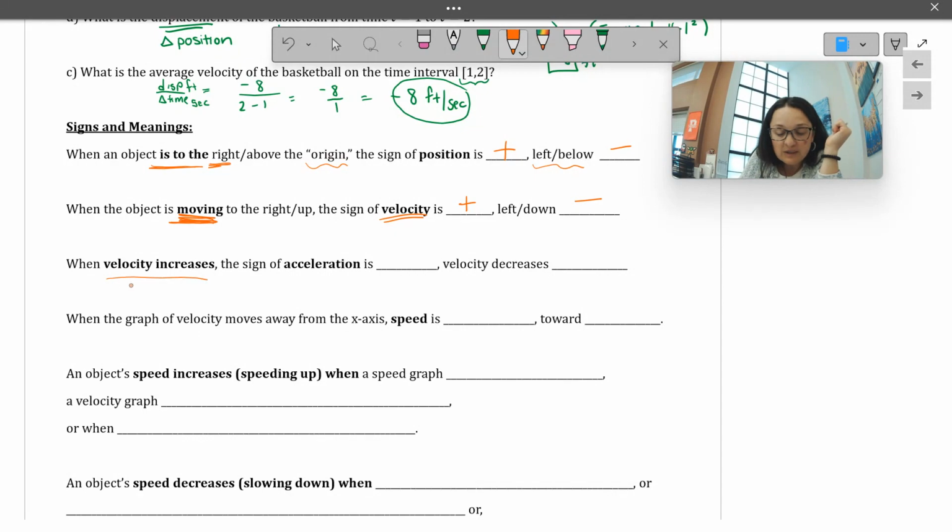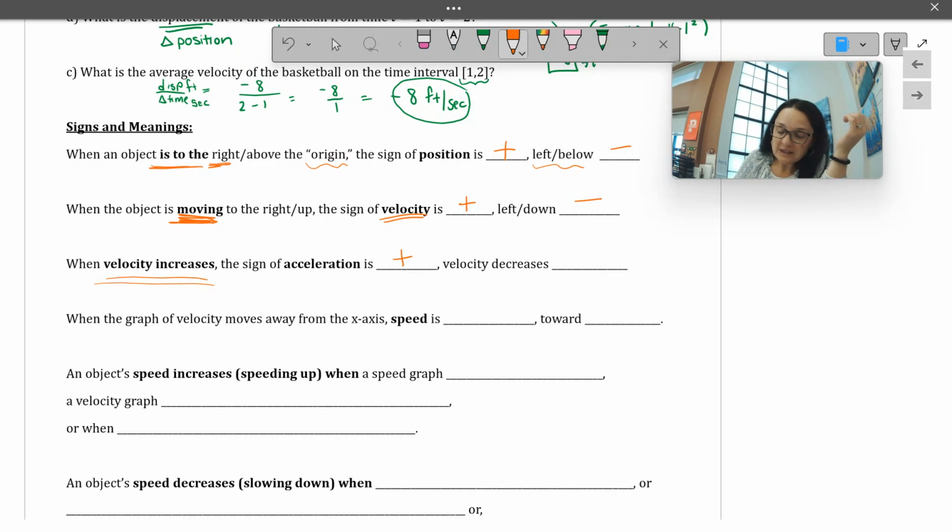When velocity increases, whether that velocity is positive or negative, I do not care, but if the value of velocity is increasing, then acceleration is positive, and it is positive for a calculus reason. That calculus reason meaning, if my velocity is increasing, then the derivative of velocity, aka the slope of velocity, would be positive, because if I have a function that's increasing, it has positive slope.